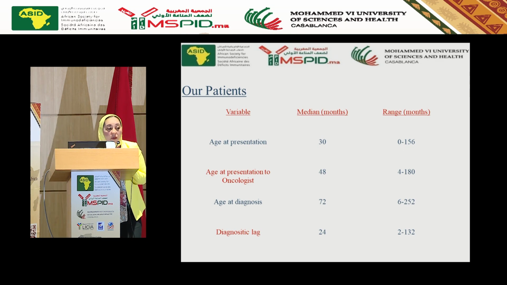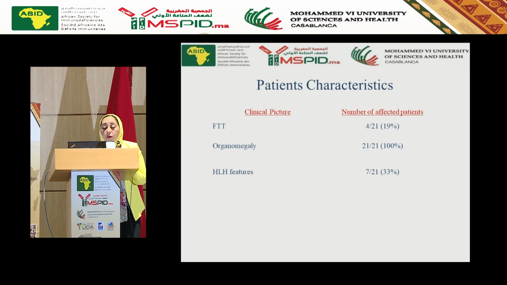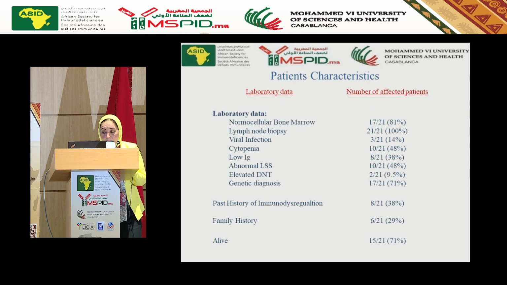Age of diagnosis of having an underlying immune deficiency was 72. The diagnostic lag between the presentation and the final diagnosis had a median of 24 months. Only 4 patients had failure to thrive. 100% of them had organomegaly and lymphadenopathy. 7 out of the 21 had HLH features.